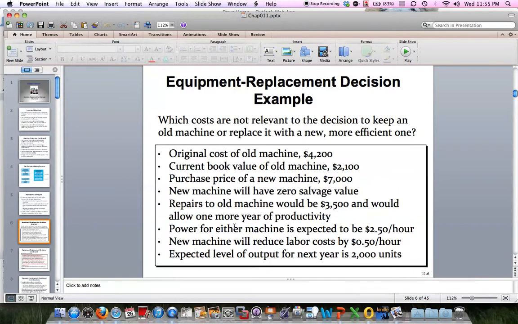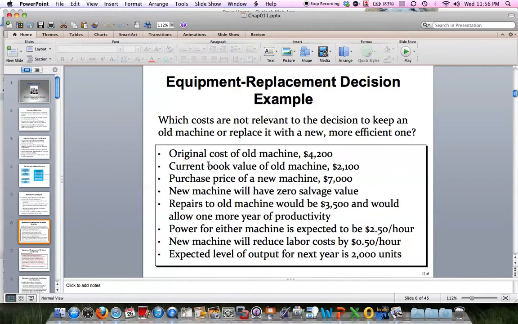The new machine will reduce labor costs by 50 cents. That's a very important thing to know. And the expected level of output for the next year is 2,000 units. So based on this information, the next step is to identify what is relevant and what's not relevant. And you can kind of just think about some of these things right here. There's a couple of obvious ones.